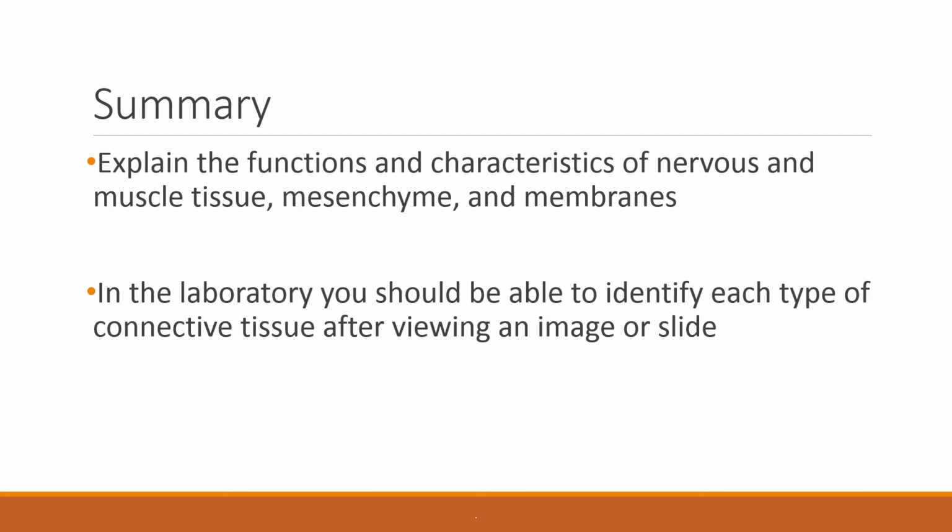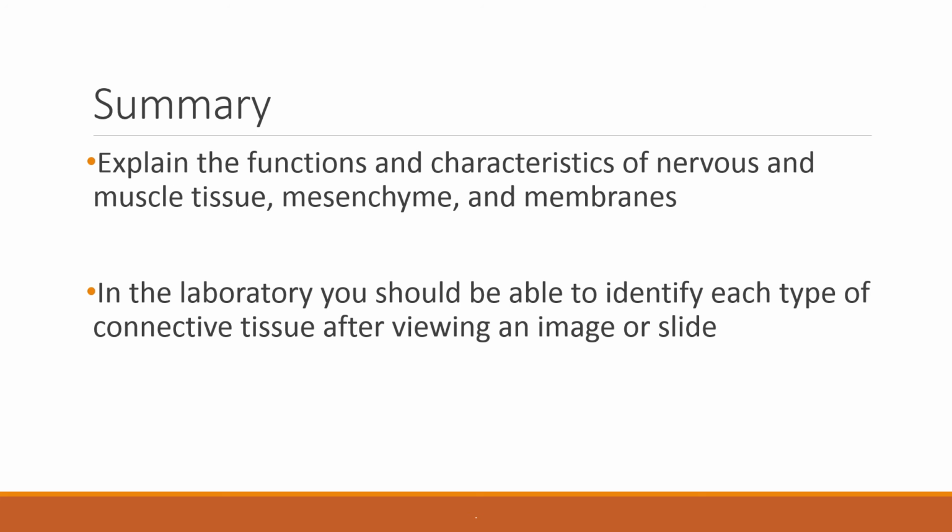So that's it. You're finally at the end of the histology chapter. For your exam, you should be able to explain the basic functions and characteristics of nervous and muscle tissue, mesenchyme, and membranes. Remember, nervous tissue, its primary function is to convey signals from one location in the body to another, and it does this via neurons.